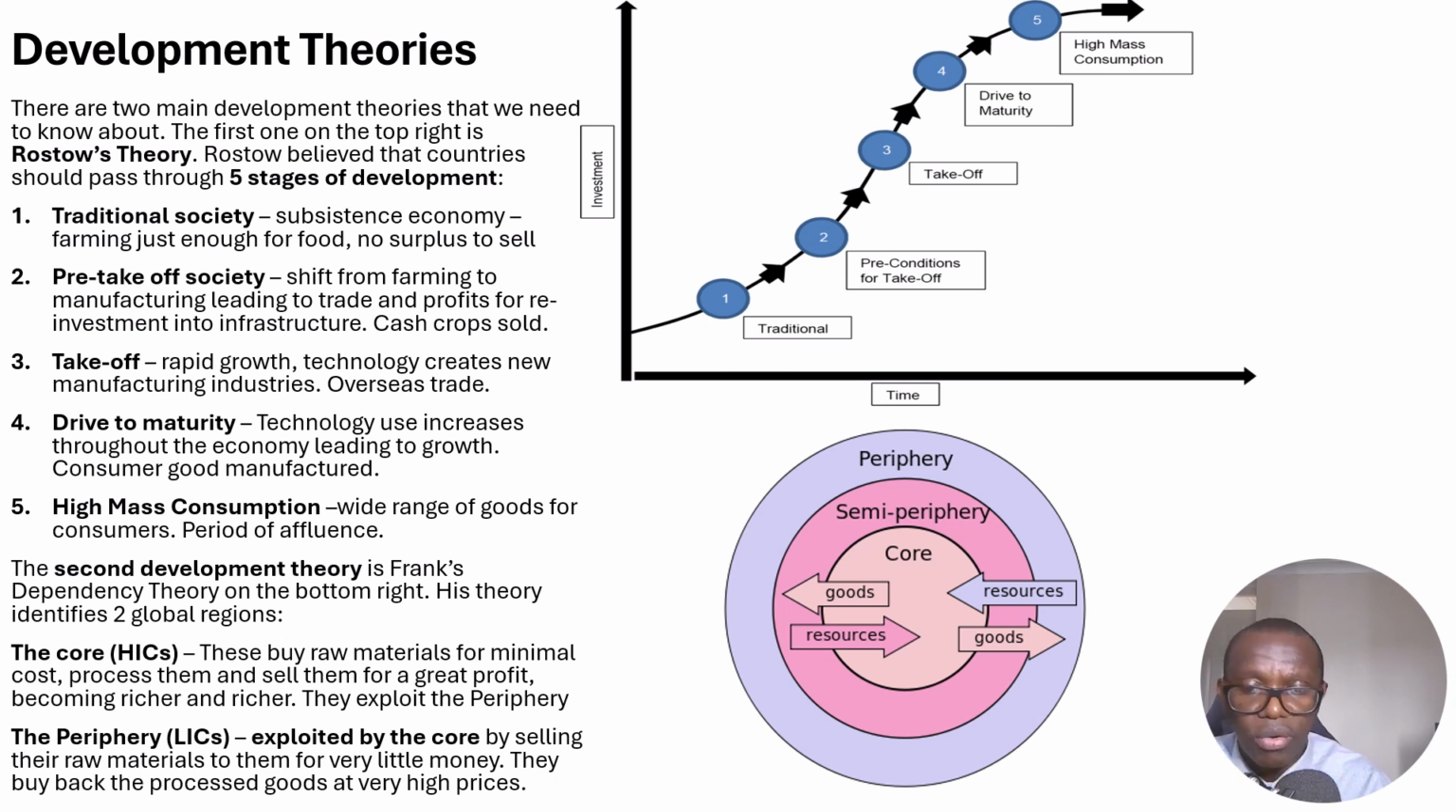Then the next theory that we'll be looking at is Frank's dependency theory. That is shown here to the bottom right. This theory divides the world into 2 global regions. The first region here is the core region, and then we also have the periphery.